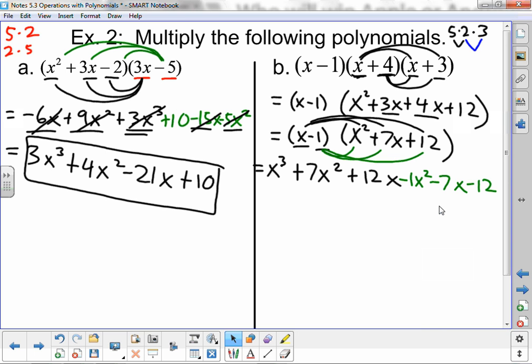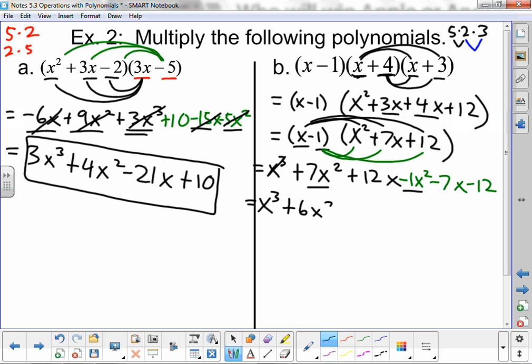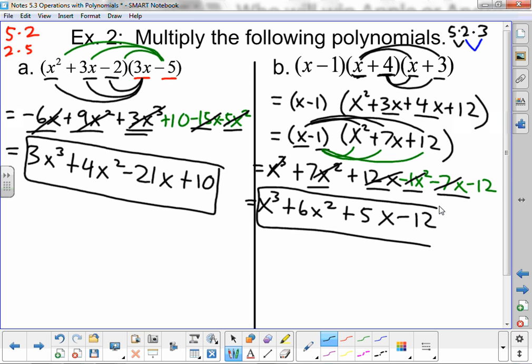Now we're going to combine like terms. No other x cubes, so I'm just going to put x cubed. Okay, it's gone. Now look at your x squared. It's 7x squared minus 1x squared, which is a positive 6x squared. Okay, those are gone. 12x minus 7x is a positive 5x. And those are gone. Minus 12. And you're done. That's it.